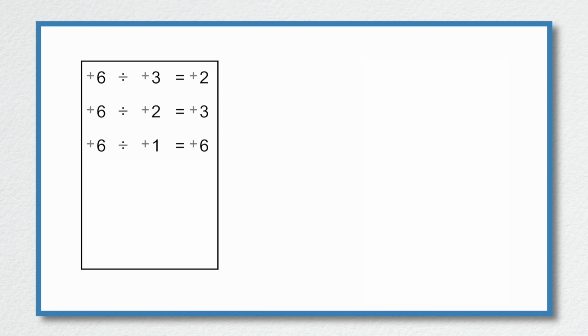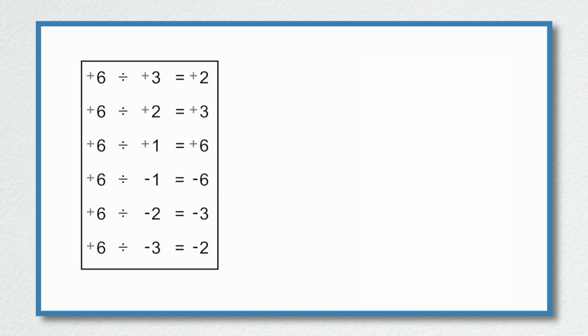I haven't got positive 6 divided by 0 because dividing something by 0 is undefinable. So I now go to positive 6 divided by negative 1, which is negative 6. If I then do positive 6 divided by negative 2, I get negative 3. And then positive 6 divided by negative 3 is equal to negative 2.